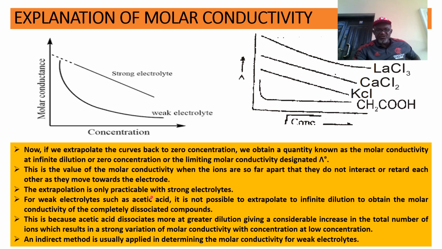The extrapolation is only practical with strong electrolytes. Like I said here, you can extrapolate for these three electrolytes, but you can't extrapolate for acetic acid, which is a weak electrolyte. For weak electrolytes, such as acetic acid, it's not possible to extrapolate. This is because the acetic acid dissociates more at greater dilution. So we must look for an indirect method.